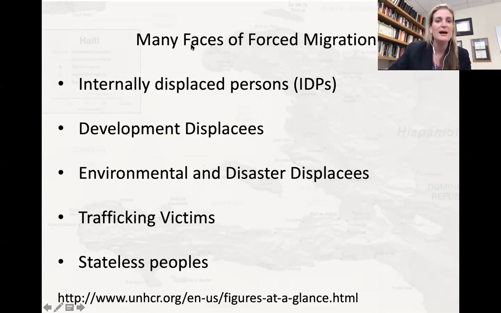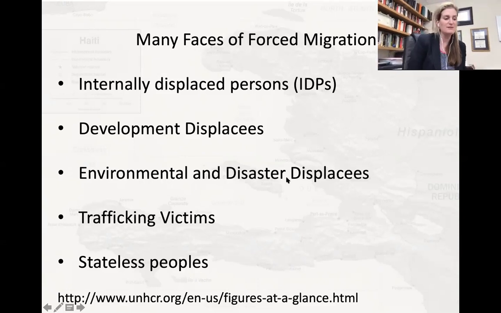All right, what about development displacees? Give me an example of a development displacee. I want you to think of hydroelectric dams, maybe in China or in Guatemala. You said when development forces them out, so they build in their homes, and so they have to move somewhere else. Yes, that's right. That's right.